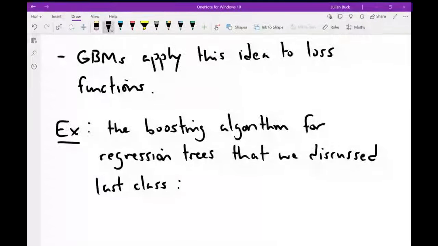Oh, what happened there? Oh, I accidentally minimized it.